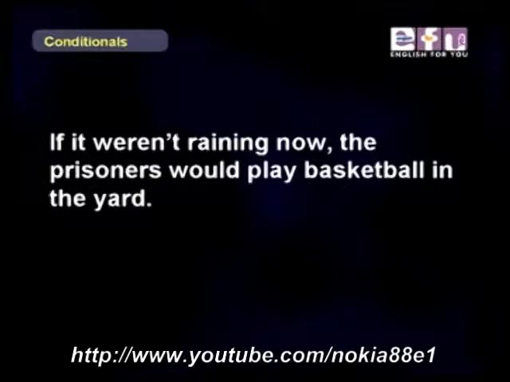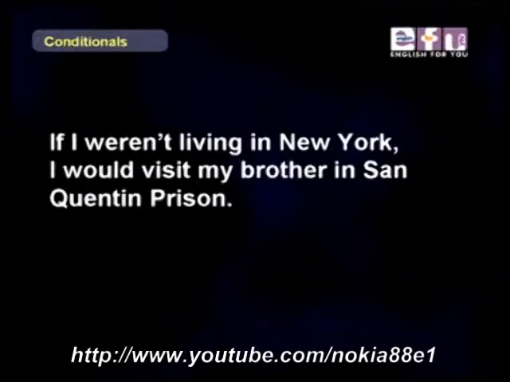Okay, so now let's look at the use of progressive verb forms in conditional sentences. Please take a look at these sentences. If it weren't raining now, the prisoners would play basketball in the yard. If I weren't living in New York, I would visit my brother in San Quentin prison.